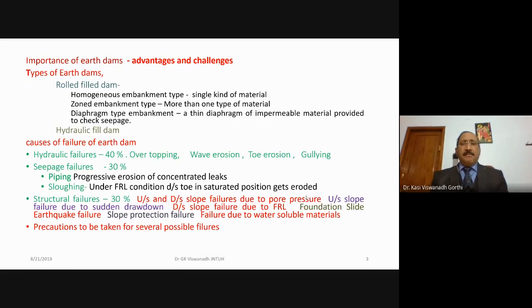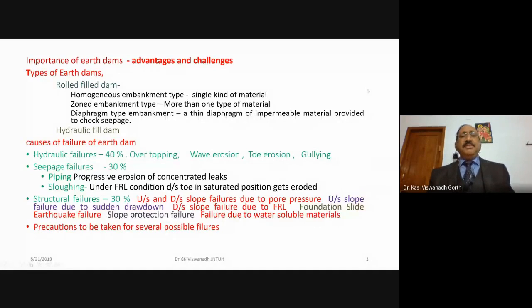So to recap what we discussed in the earlier class on earth dams, we have seen the importance of the earth dam. What are the advantages with the earth dam? First of all, an earth dam is constructed with locally available earthen material, so it is very economical, which is the biggest advantage. We don't require skilled manpower, which is another advantage.